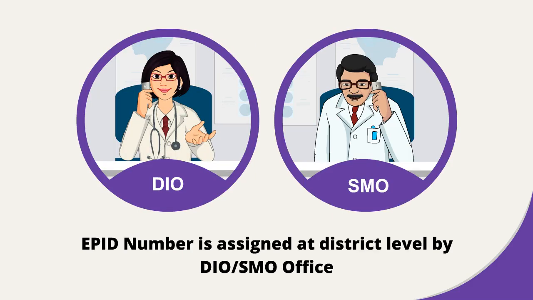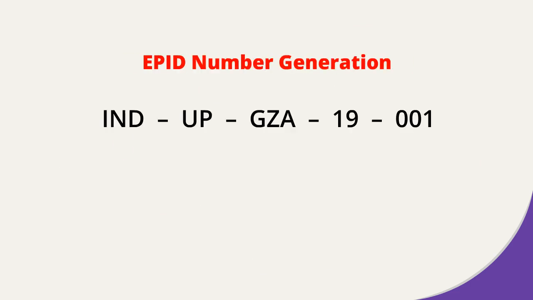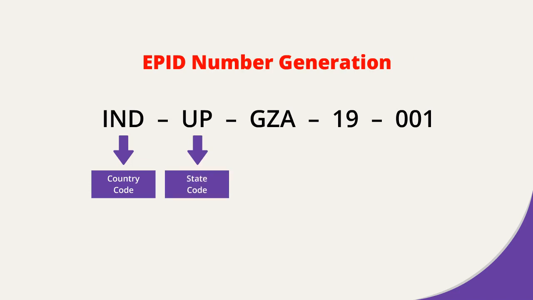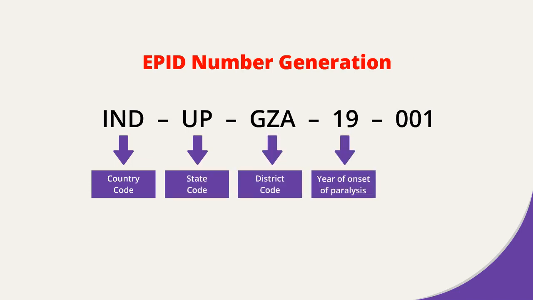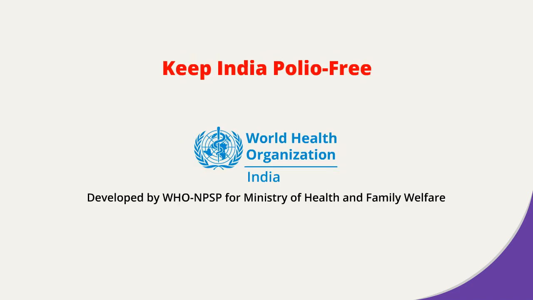EPID number is assigned by DIO or SMO office. This is 13-digit alphanumeric unique code for each suspected case. It consists of country code, state code, district code, year of onset of paralysis, case serial number. Sensitive AFP surveillance is important for polio-free India.